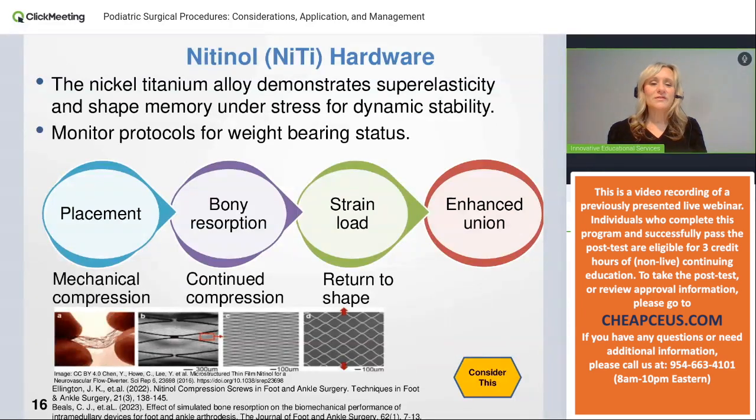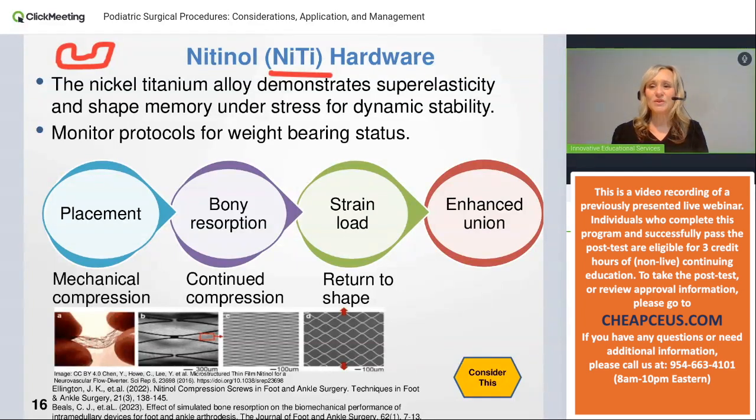Nitinol hardware, if you just take a look at the top of this slide, look at that capital N, lowercase i, capital T, lowercase i. Some of you may be having a little bit of a flashback to that lovely periodic table of elements that we all had to memorize throughout our careers. And you would be right. That's where this name is coming from.